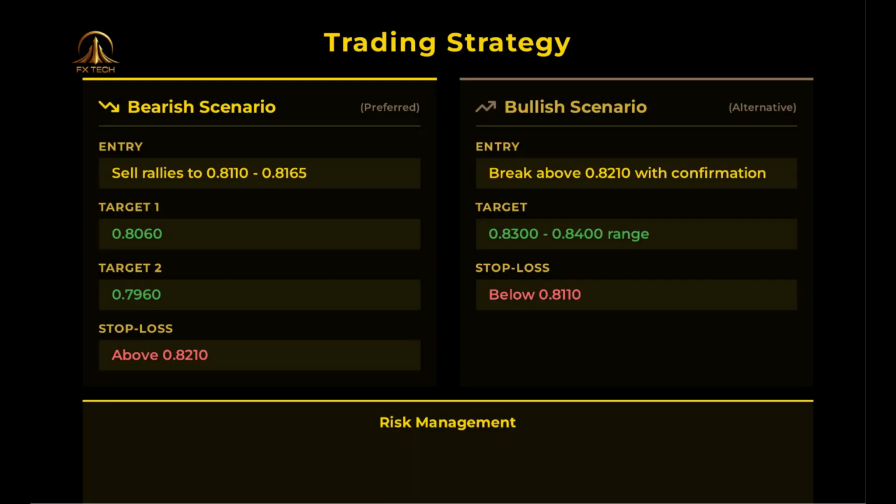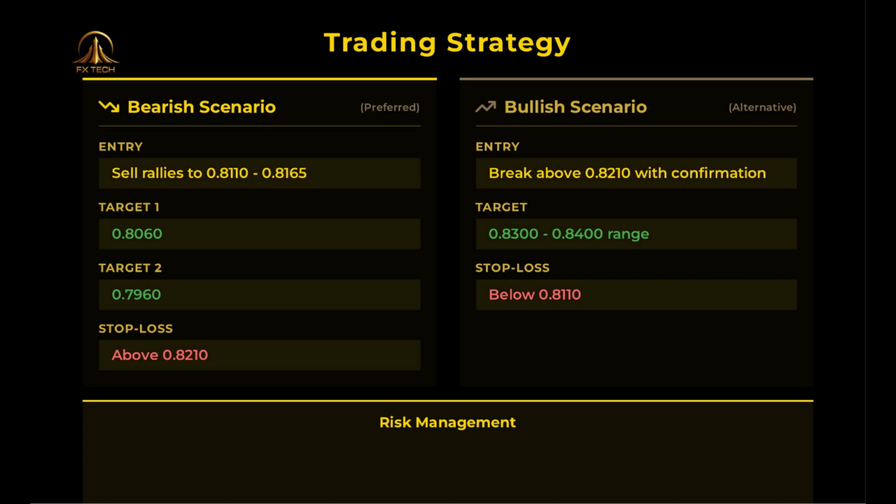in this pair. For our preferred bearish scenario, traders should look to sell rallies toward the 0.8110 to 0.8165 resistance zone. Target the 0.8060 level first, then the 0.7960 level for a second target. Place stop losses above 0.8210 to protect against a trend reversal.